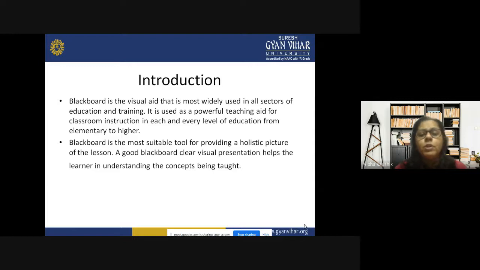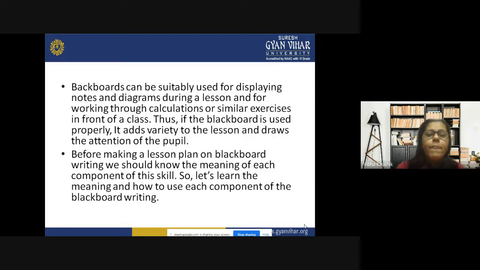Blackboard is the most suitable tool for providing a holistic picture of the lesson to the students. A good blackboard gives clear visual presentations and helps the learner understand the concept which the teacher is going to teach. Blackboard can be suitably used for displaying notes, and the teacher can draw a diagram, which helps the students understand the concept in a better way.